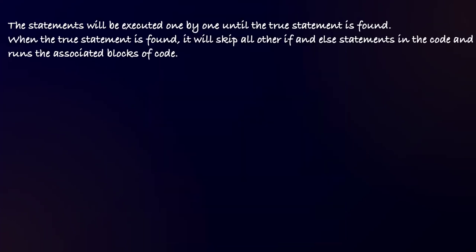The statements will be executed one by one until the true statement is found. When the true statement is found, it will skip all other if and else statements and run the associated blocks of code. What does that mean? That means until and unless it gives something true, it will keep on trying the else statements. Right? I hope you have understood this. Very interesting and very, very engaging, very useful actually.